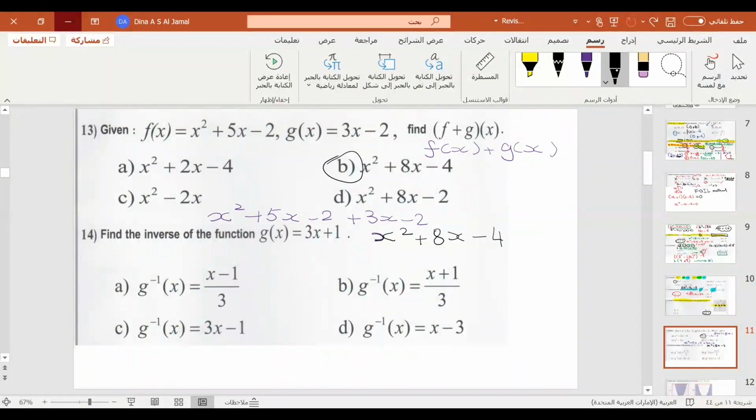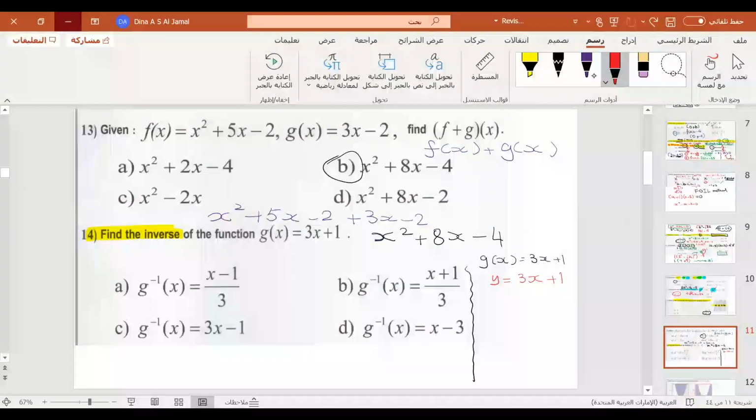Then, in the other question, he's asking you to find the inverse. What do I mean by find the inverse? That means I should follow some steps. The first step is that you will take this function, you will remove your g of x, and you will be putting y instead of it.